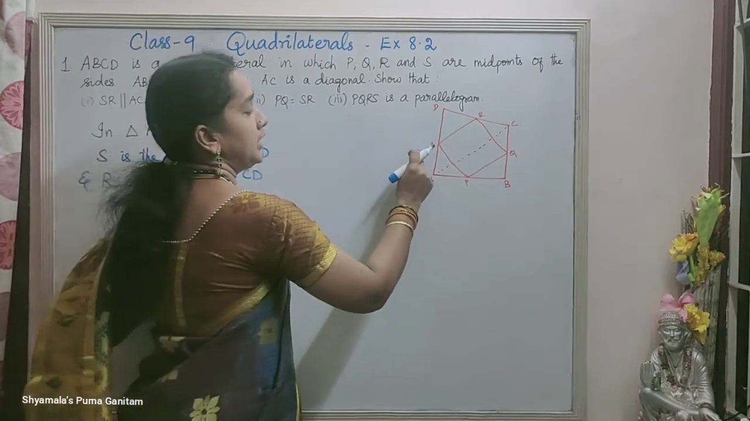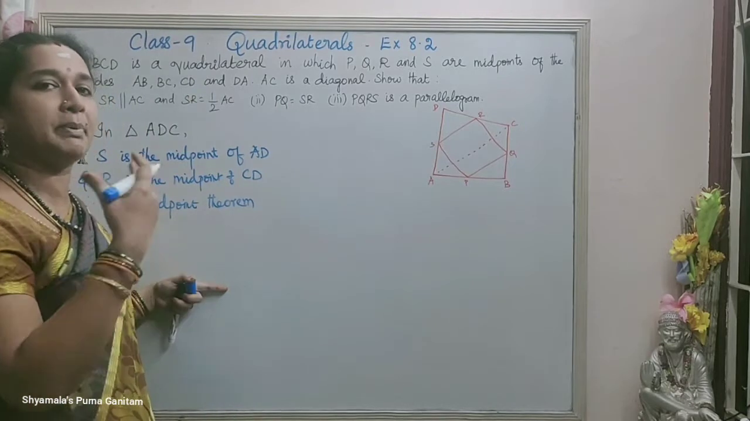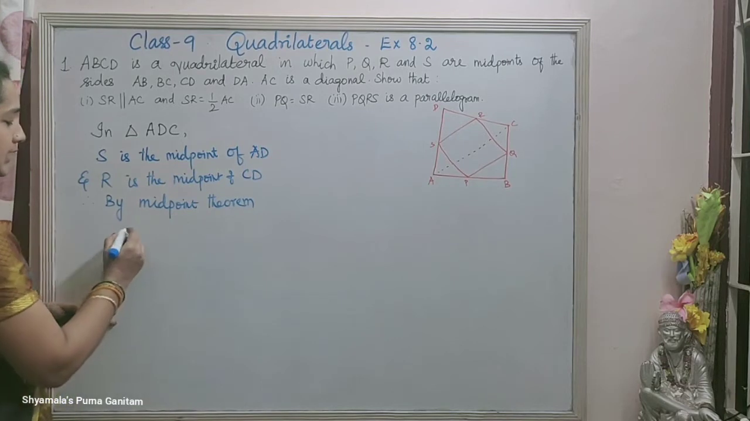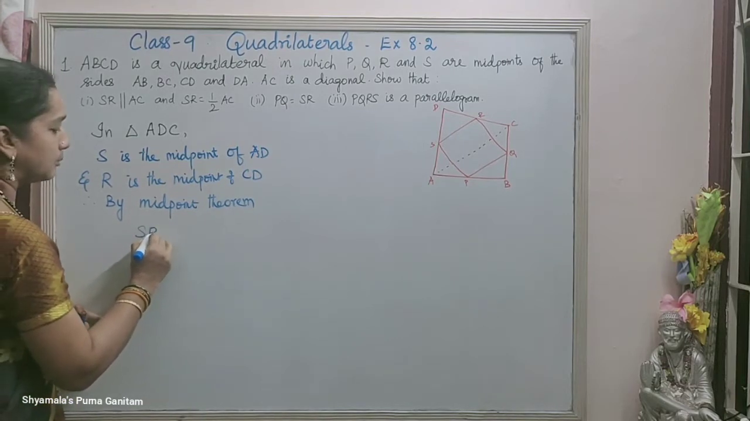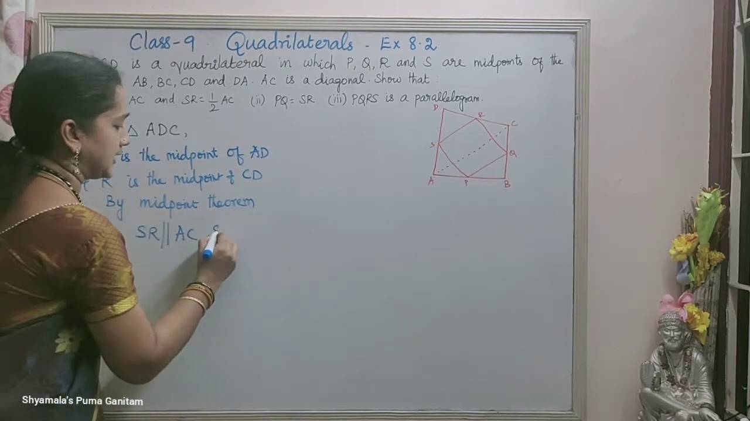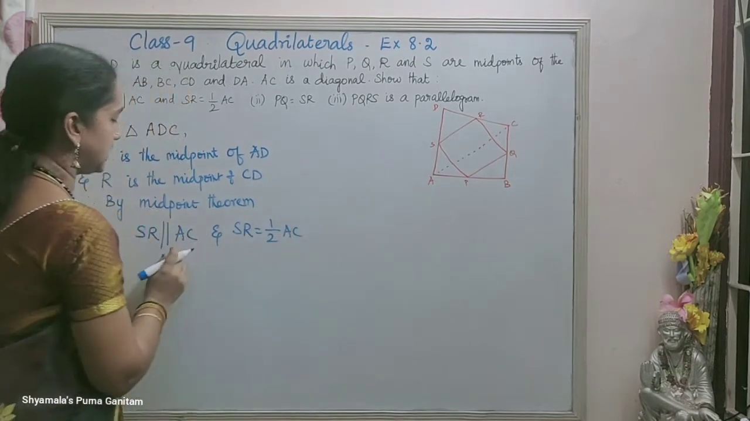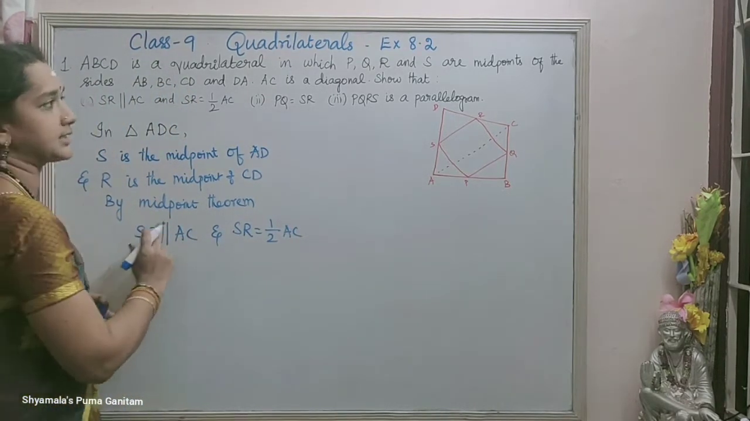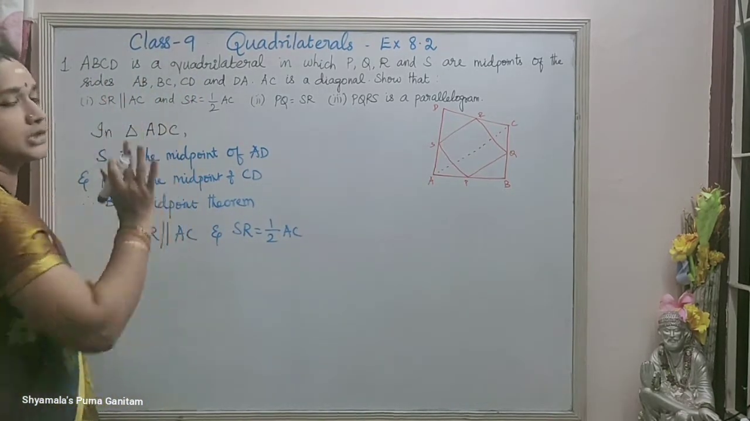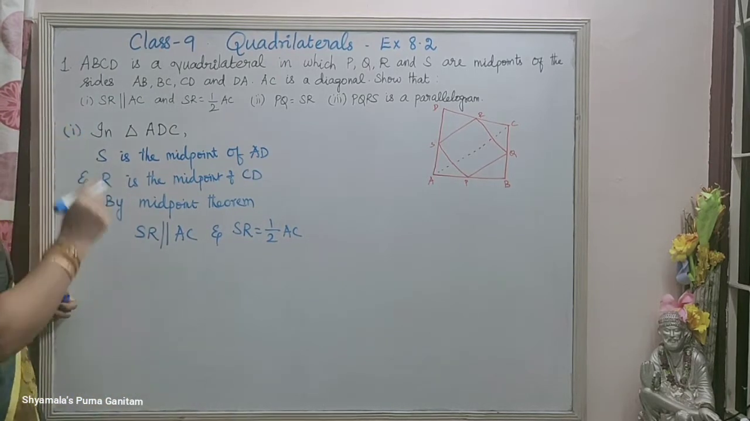That is, the line segment joining the midpoints of any two sides of a triangle will be parallel to the third side. That statement you have to write. So therefore, by the midpoint theorem, SR is parallel to AC and SR is equal to half of AC. So this is the proof for the first one.